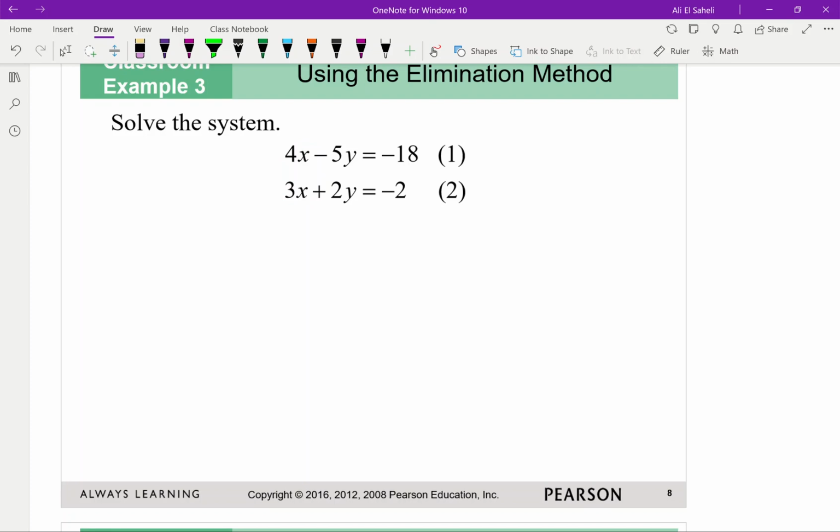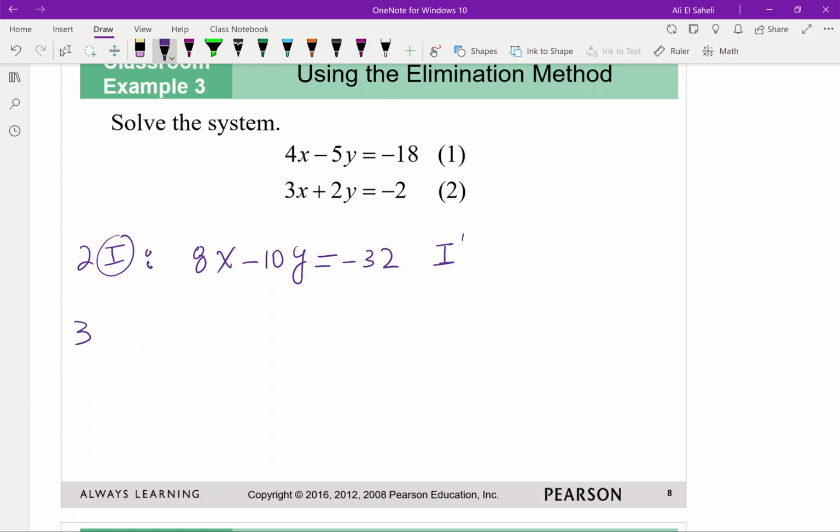To do that, we multiply. Let me eliminate y, because here we already have a minus sign. All right, so I multiply this by 5 because we have a 5 here, and I multiply this by 2 because we have a 2 here. So 2 times equation 1 will give 2 times 4x, 2 times minus 5y, 2 times minus 18. So this is the new equation 1.